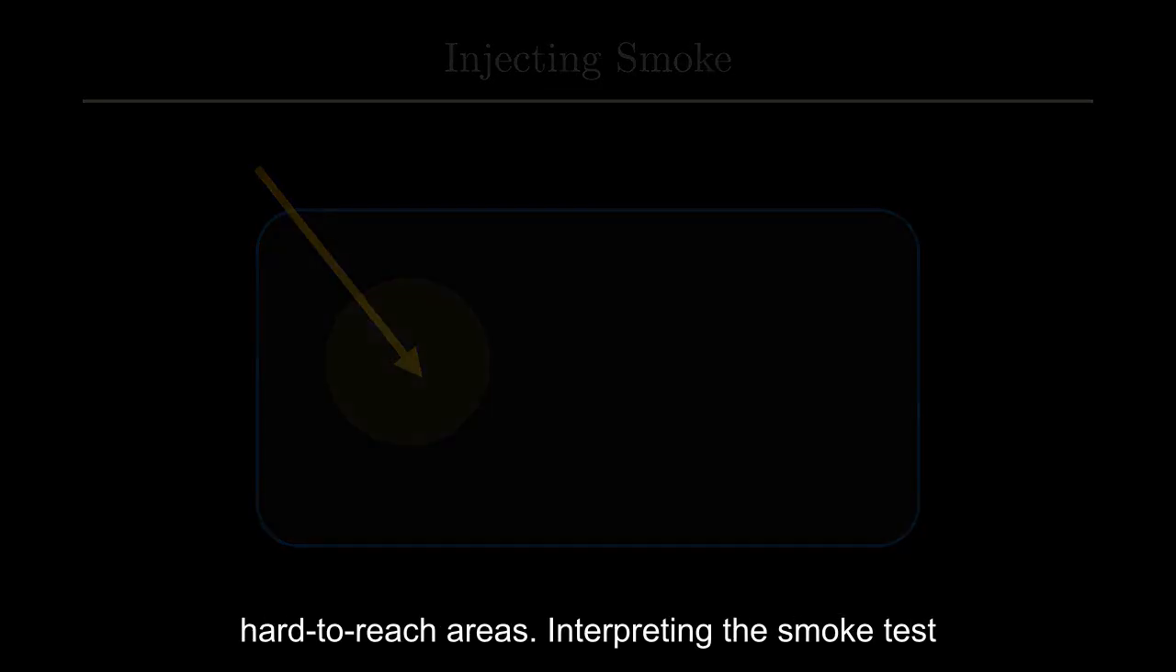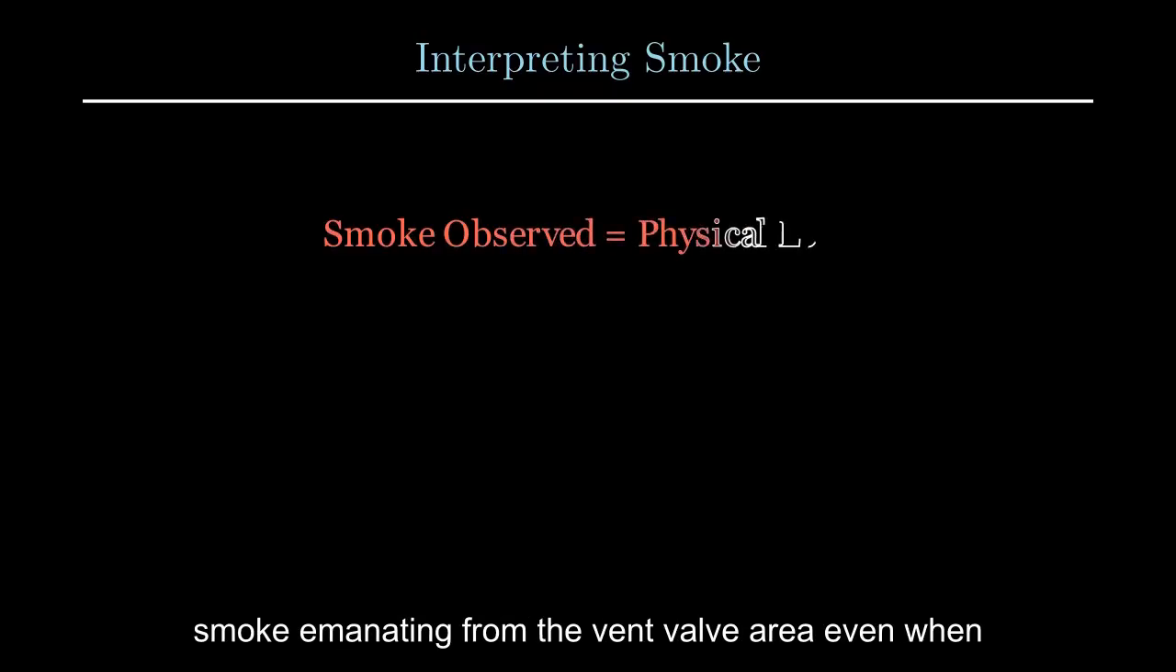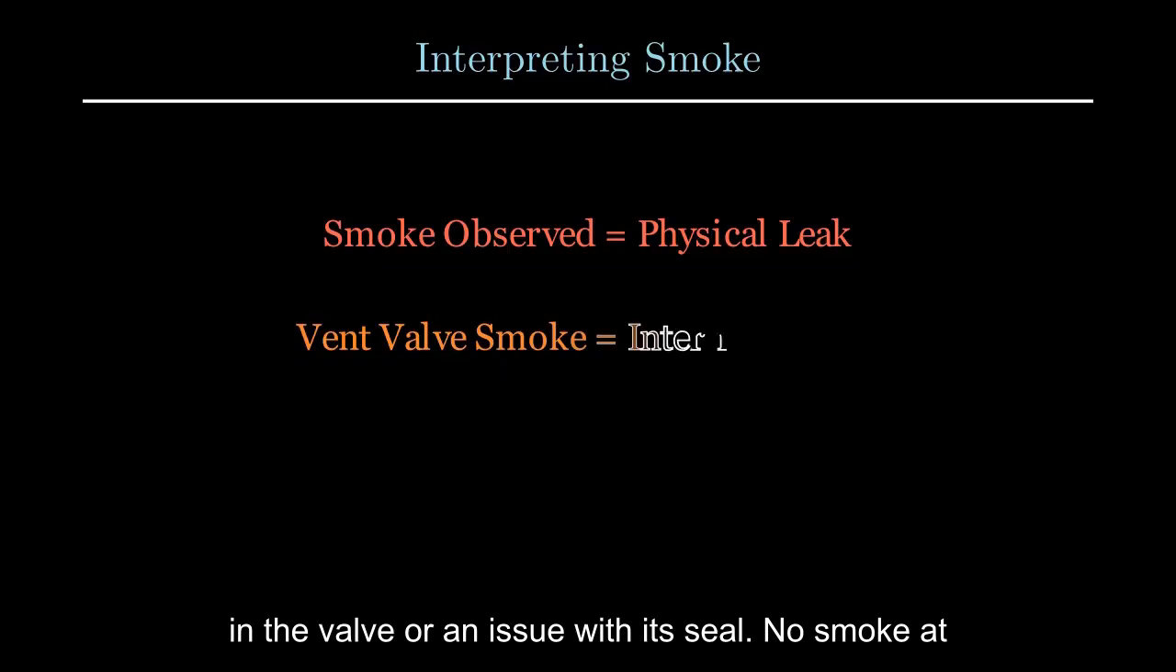Interpreting the smoke test results is key. A wispy stream of smoke from a specific point indicates the location of your leak, be it a cracked hose, a failed seal on a component, or a pinhole in the fuel tank itself. If you see smoke emanating from the vent valve area even when commanded closed, it could indicate an internal leak in the valve or an issue with its seal.